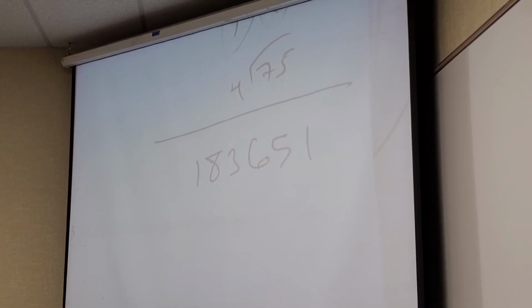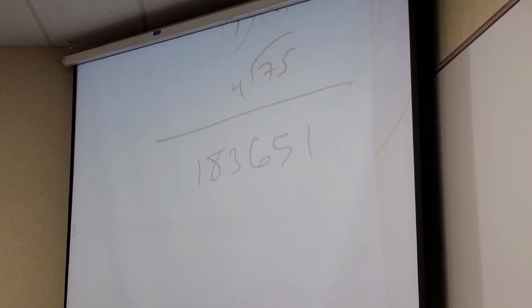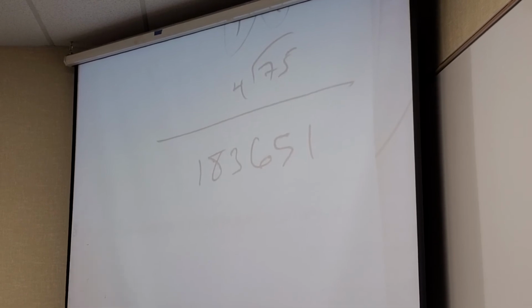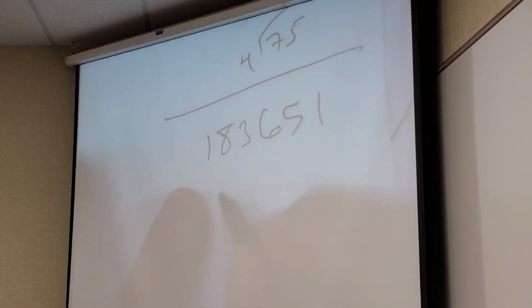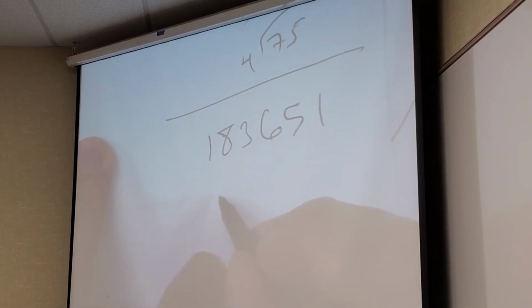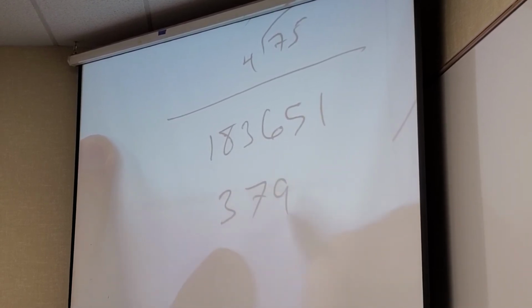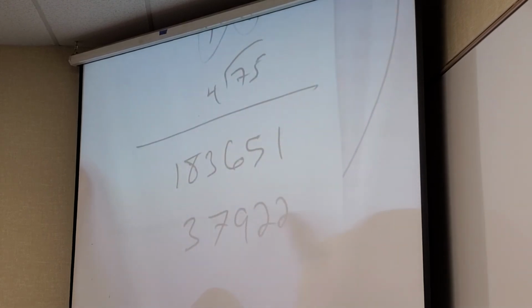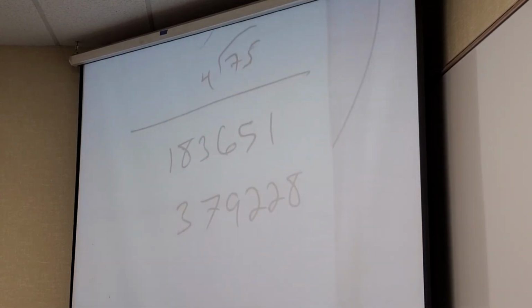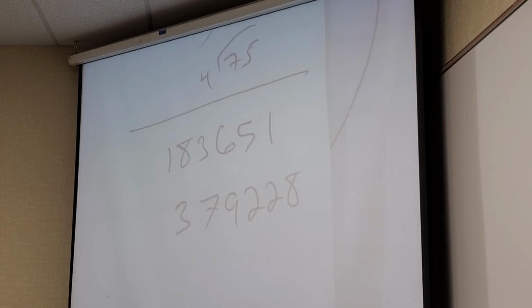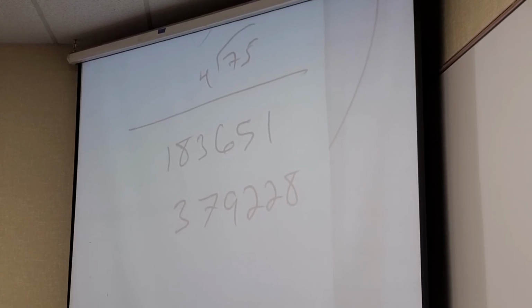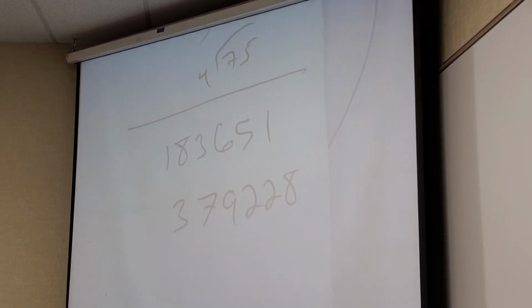What is the rule for 4? Somebody give me a number. Give me a single digit. 3. Somebody else give me another. 7. Give me another one. 9. Give me one more. 2. And then if I end it like this, that whole thing is divisible by 4. If the last 2 digits are divisible by 4, the whole thing is.